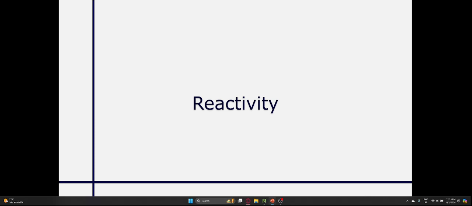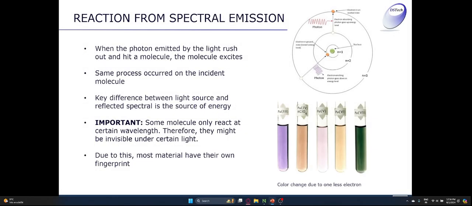Now we're going to move to reactivity. So what is reactivity? We're going to talk about how compounds, molecules or atoms react, and what the output of this reaction is. First of all, I will show you this example here.